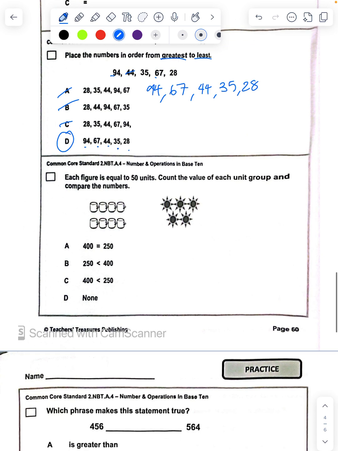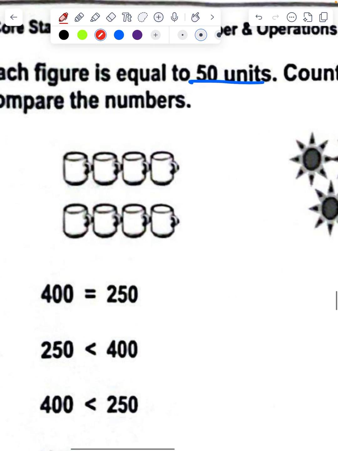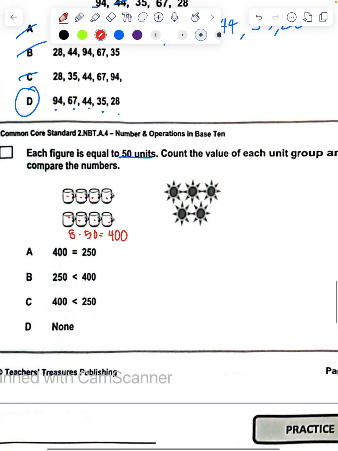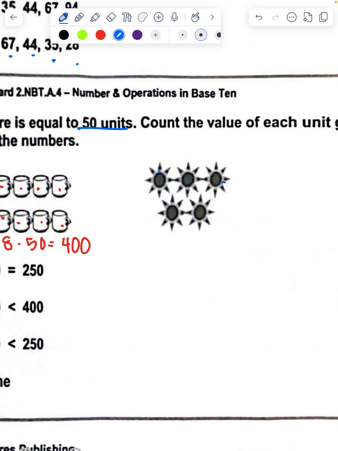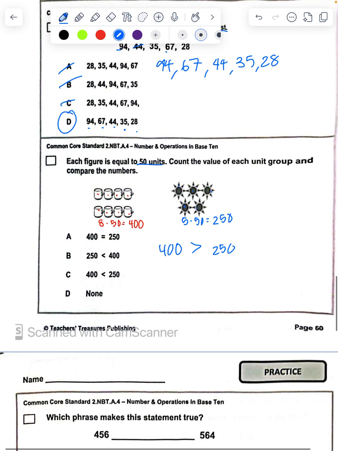Okay, next up says each figure is equal to 50 units, so we're counting by 50. Count the value of each unit group and compare the numbers. So this group has 1, 2, 3, 4, 5, 6, 7, 8 mugs, and 8 times 50 gives us 400. And here we have 1, 2, 3, 4, 5 suns, and 5 times 50 is 250. So out of 400 and 250, 400 is greater. So the answer is B.